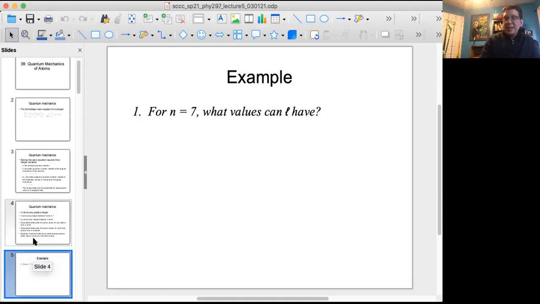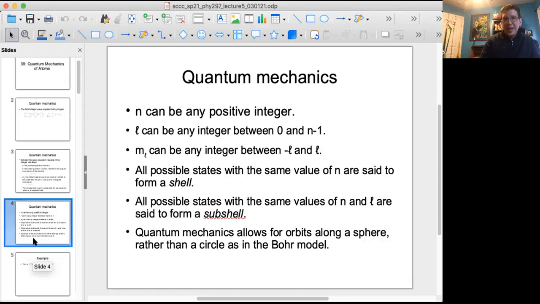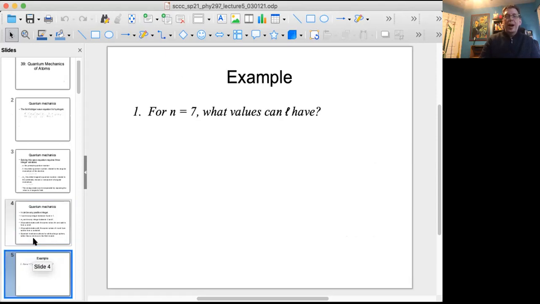So for n equals 7, what values can L have? Well, L can be 0, 1, 2, 3, 4, 5, or 6. So going back, it can be any integer between 0 and n minus 1. So you can't go to L equals 7 if n equals 7, but you can go as far as L equals 6.